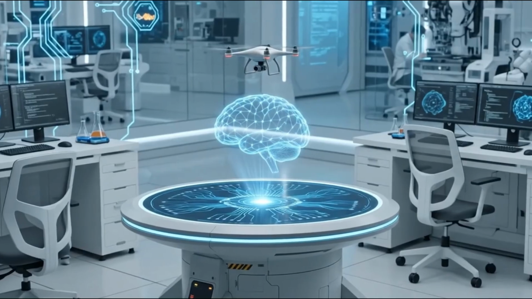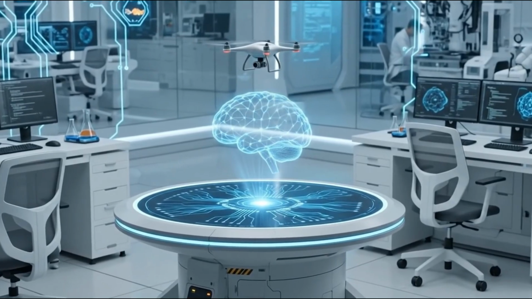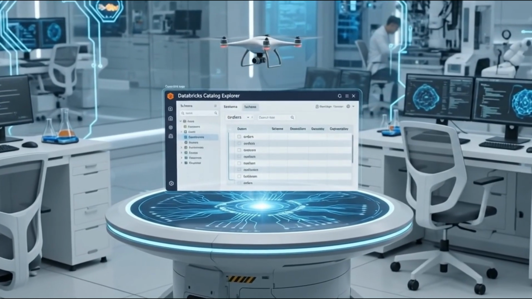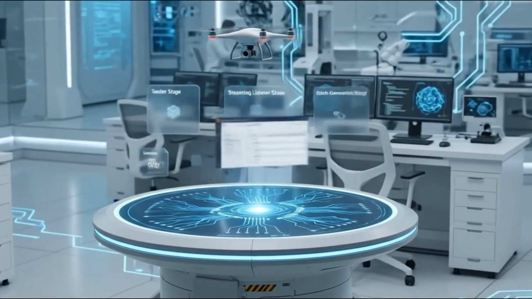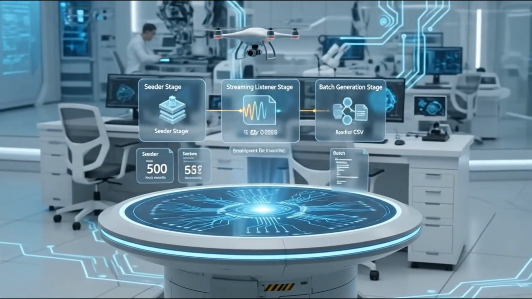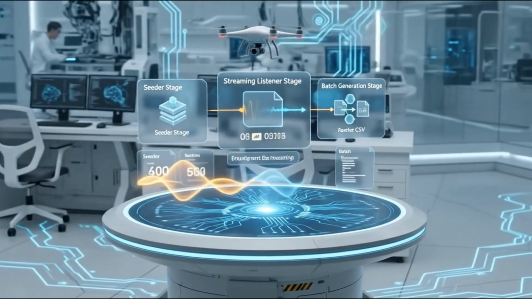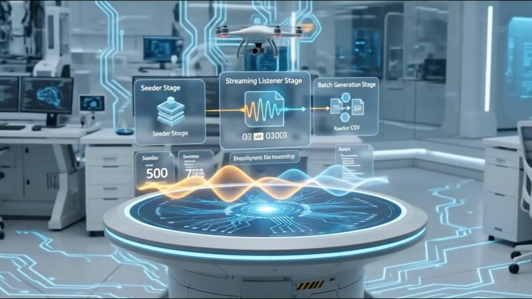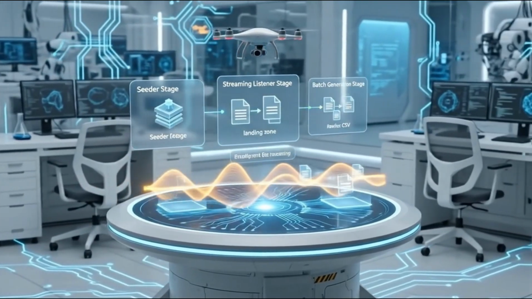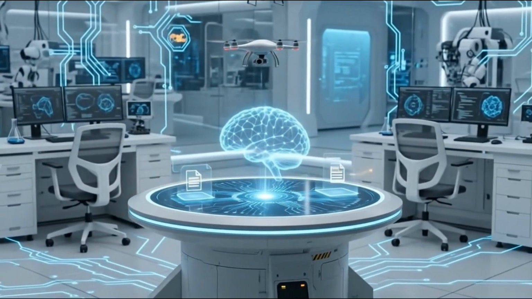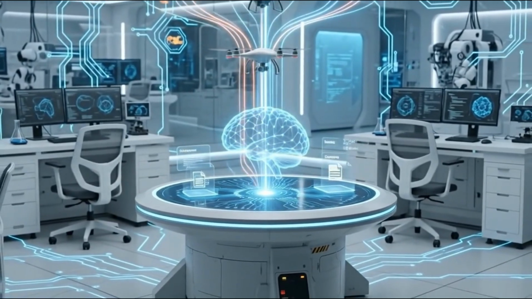The pipeline has 3 main stages. The seeder stage, overwriting the table with our initial 500 mock transaction records. The streaming listener stage, activating our Spark Structured Streaming query to monitor our landing zone. The batch generation stage, dropping a raw CSV transaction file into the landing zone to trigger the stream. Let's go back to our notebook, run all stages of the pipeline and watch the data flow into our catalog in real time.